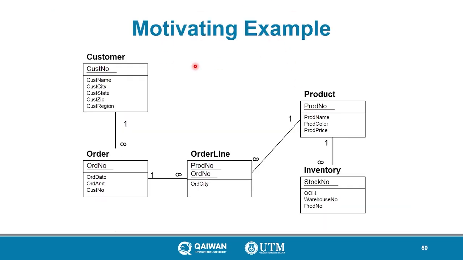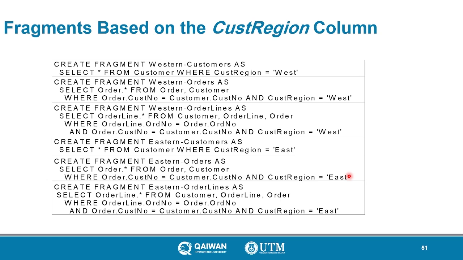Now, a motivating example. We have a customer, which is one to many, and we have an order that has order ID, date, amount, and customer number, which has a relation with the order line, one to many: product number, order number, and order city. It is many to one with the product and one to many with the inventory. Now, fragment based on the customer region column.